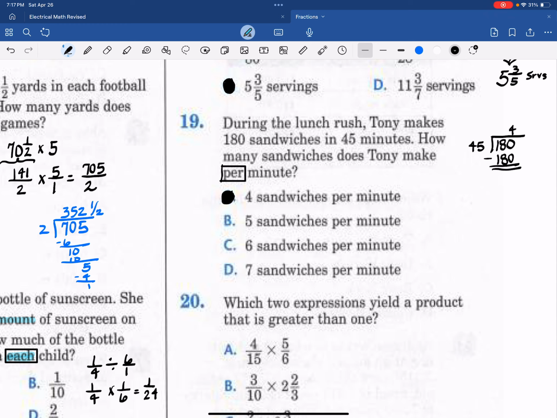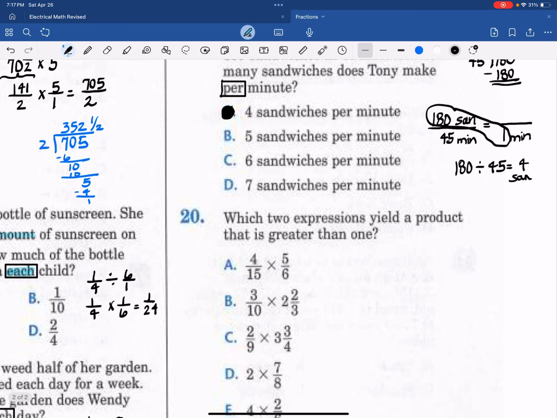You could also set up a proportion here if you didn't know that you need to divide. You would have 180 sandwiches in 45 minutes, and you want to know the unit rate. You want to know how many sandwiches in 1 minute. So you would multiply and then divide by 45, the number that's not in the proportion. And that would still give you 4 sandwiches. Either way will get you there.